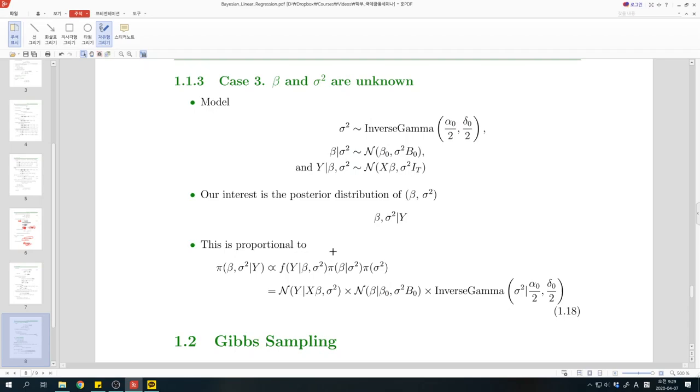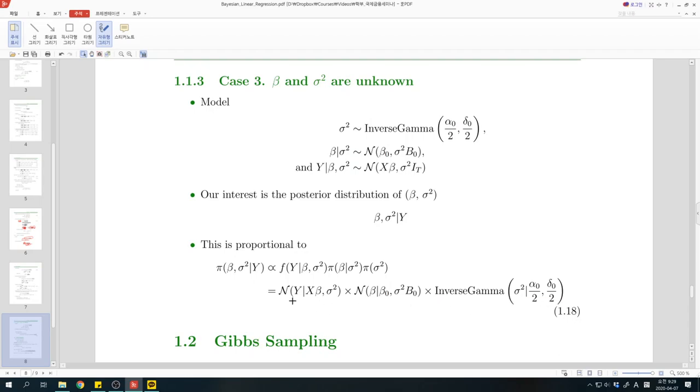Then the prior of the beta and sigma square's density function is what? Sigma square is realized first, and given sigma square, then beta is generated. That's why we can decompose the prior of beta and sigma square. Right? So now we have three terms: likelihood, prior for beta, and prior for sigma square.